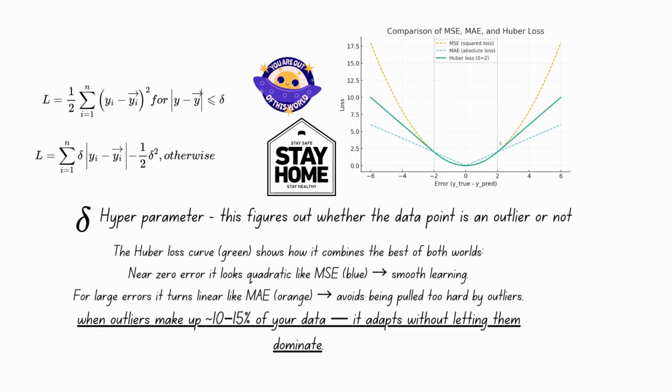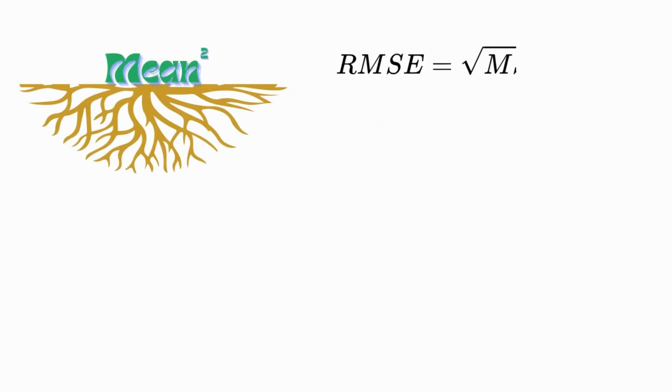But are we done? Not really. Because once the model is trained, we need a way to evaluate how good it really is. That's where RMSE and R square come into the picture. Let's start with root mean square error. Remember, mean square error gives us squared units, which made interpretation tricky. RMSE simply takes the square root of mean square error, bringing the error back to the same unit as the target value.